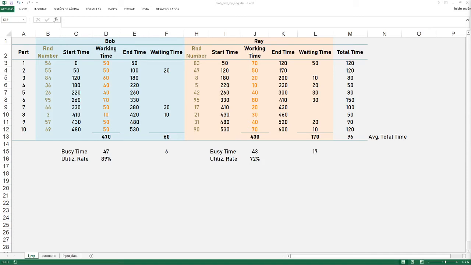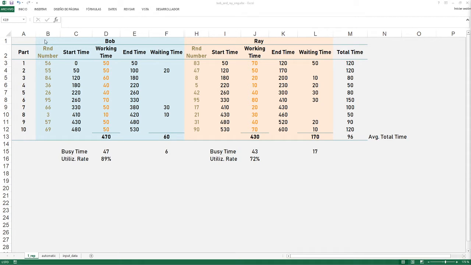We have an Excel file where we can reproduce and simulate the behavior of that very simple system. And I have two sheets here. I'm going to explain first how this, which I called one rep, works. We have a set of rows corresponding to 10 parts. We are going to simulate how we would produce and what are the times for 10 parts.